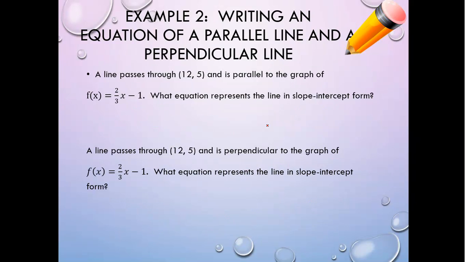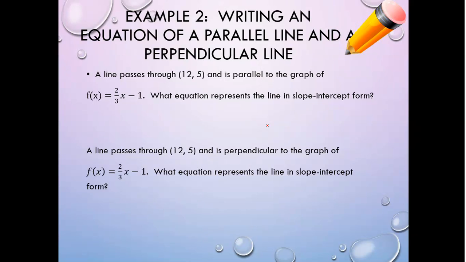Now, let's actually look at writing equations of parallel lines. This one, I have the line passes through (12, 5), and I want the line parallel to the following graph. f of x equals 2/3 x minus 1. What equation represents the line in slope-intercept form?